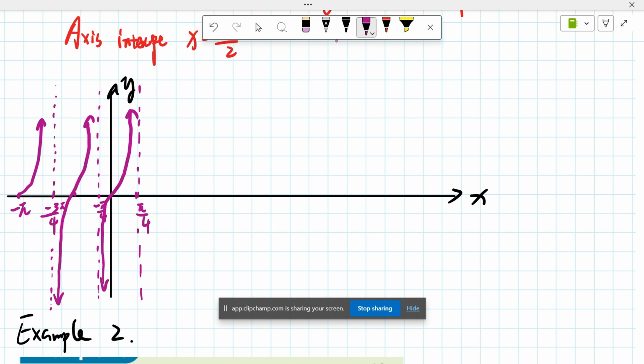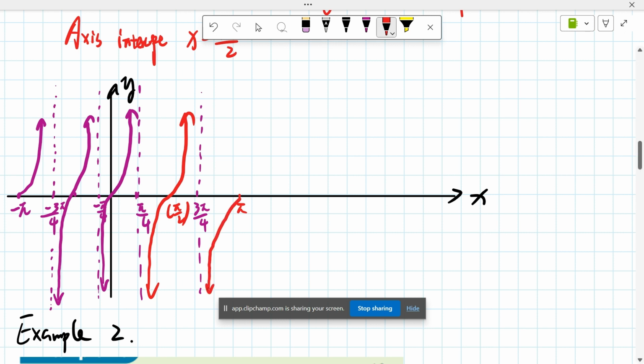Next one will be 3 pi over 4. So 3 pi over 4, that's your asymptote. Once you find the asymptote, it's easy to find the intercept points, and this is pi over 2. Okay, and then the last one will be pi, so we'll be here.